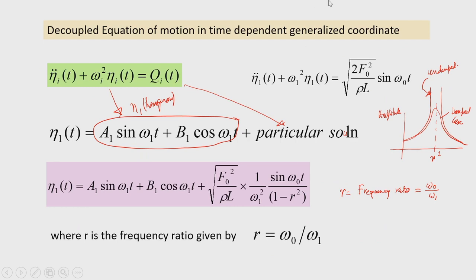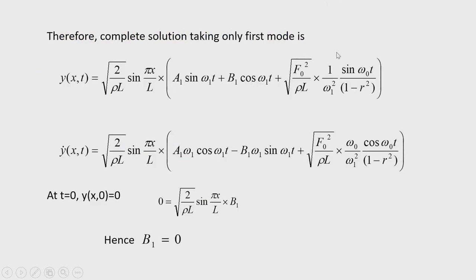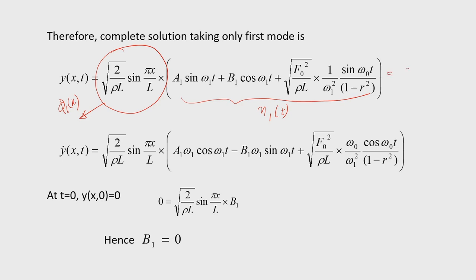So r is given as omega naught by omega 1. Therefore the complete solution, taking only the first mode, with the mode shape we have written as phi 1(x), into the generalized coordinate eta 1(t). Because here only the first mode is taken, there is no need for any summation. So the response is only phi 1(x) eta 1(t).